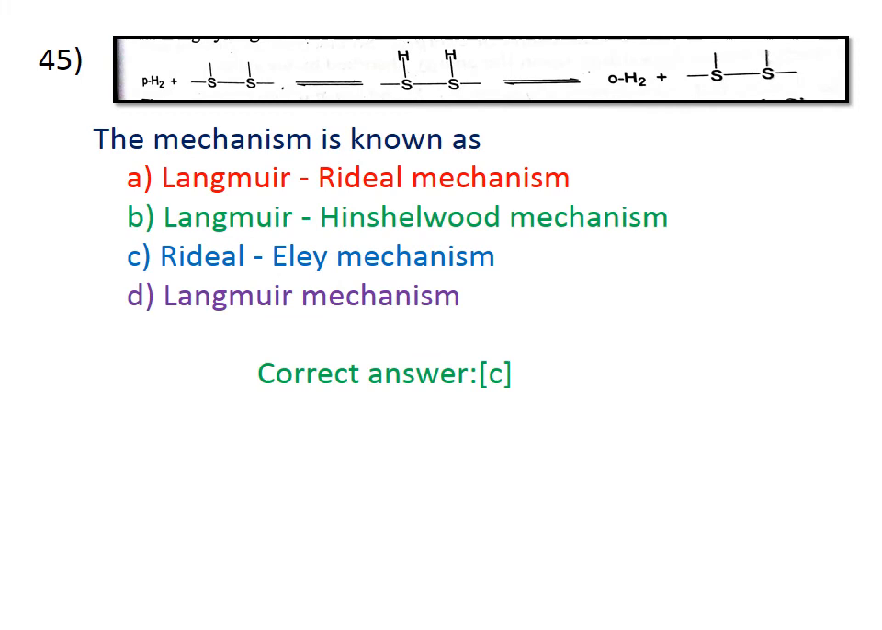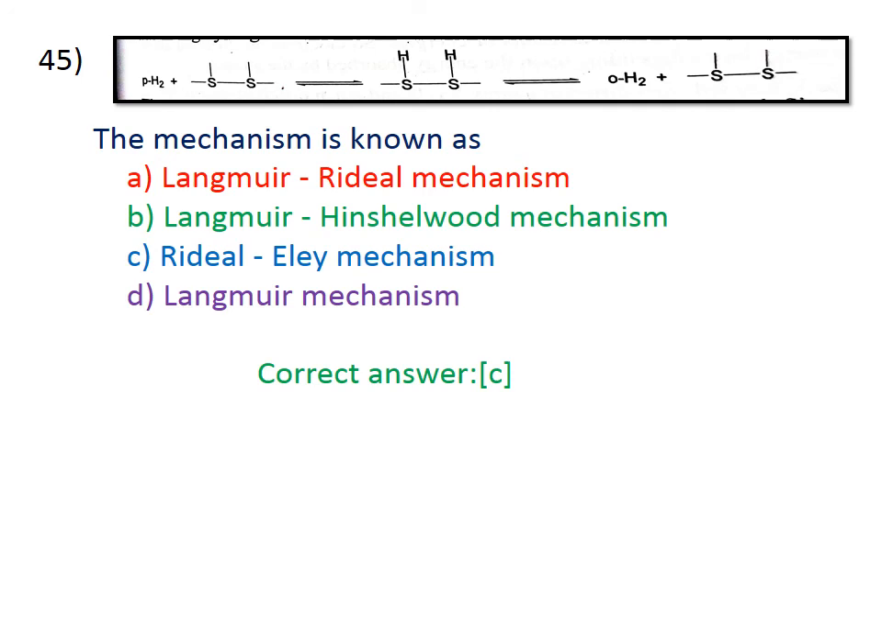The last question. Para-H2 undergoing an adsorption reaction gives ortho-hydrogen. The mechanism is known as A. Langmuir-Rideal mechanism, B. Langmuir-Hinshelwood mechanism, C. Rideal-Eley mechanism, D. Langmuir mechanism. It is an example of the Rideal-Eley mechanism. Therefore, option C is correct.